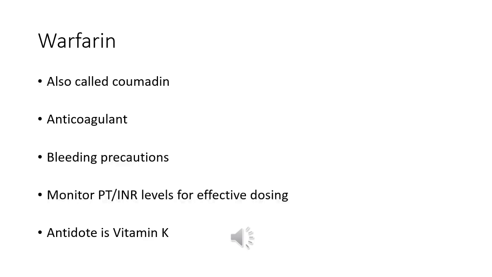Anything above 3 starts to get a little too high, and there might be an overdose, a situation where the dosing needs to be adjusted. Anything under 2, potentially the dose also needs to be adjusted, because they're not getting enough of the anticoagulant. It's sometimes possible to see it expressed as PT as well, but INR tends to be the most common measurement that we use to monitor how effective it's being.